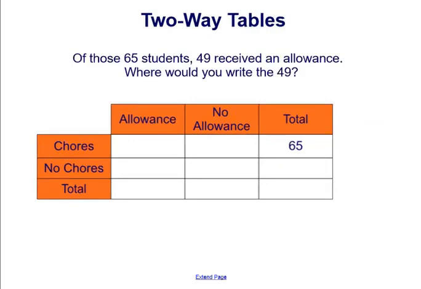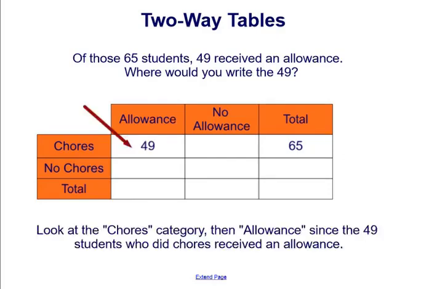Now we know that of those 65 students, 49 received an allowance. So where would you write the 49? Well, we would start at the chores category, but then we would look at the allowance category since the 49 students who did chores received an allowance. So 49 is going in the first box here.